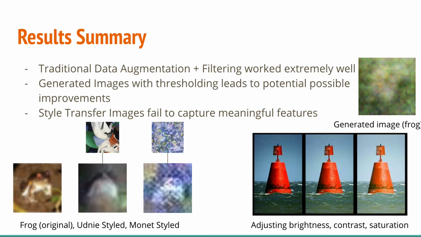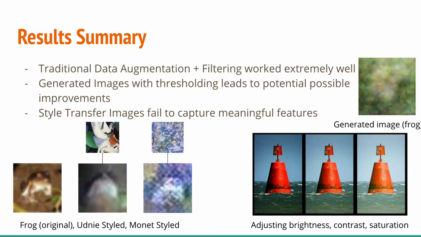So as a result summary, our traditional data augmentation and filtering worked extremely well. You can see in the lower right, we've thrown up an example of what it means to adjust brightness, contrast, and saturation. What we believe this helped was capture some different features that the original CIFAR-10 dataset may have overlooked. We also noticed that thresholding could lead to possible improvements, and this just means filtering the generated data based on how good they look.